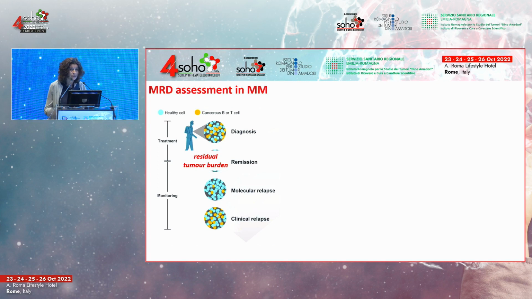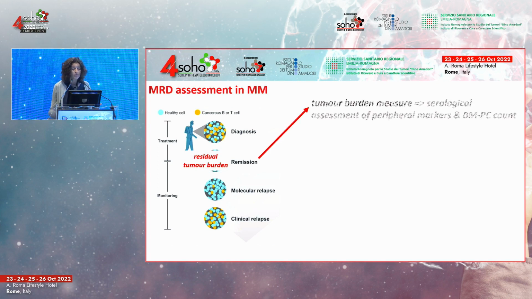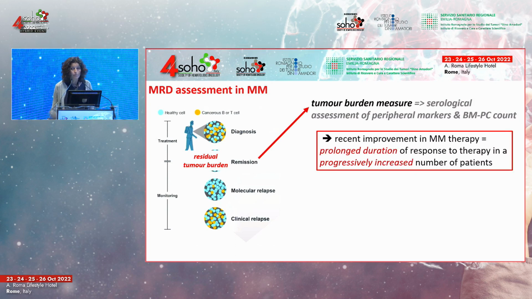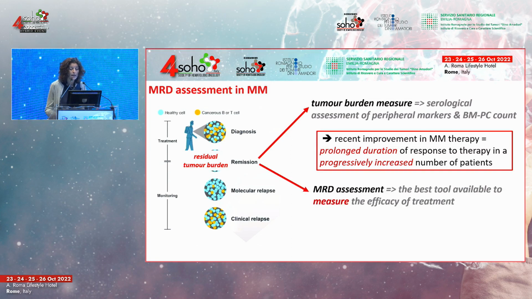And for a long time, the different categories of response to therapy have been clearly defined by the serological assessment of peripheral markers and by counting the bone marrow plasma cells. However, the recent improvement in multiple myeloma therapy, by prolonging the duration of the response in a progressively increased number of patients, has highlighted the need of more sensitive techniques able to overcome the limit of detection of conventional approaches. And therefore, today, the MRD assessment in the bone marrow by high-throughput technology is considered the best tool that we have available to measure the efficacy of treatment.